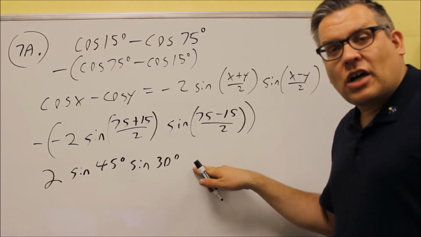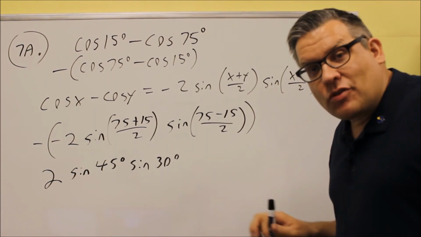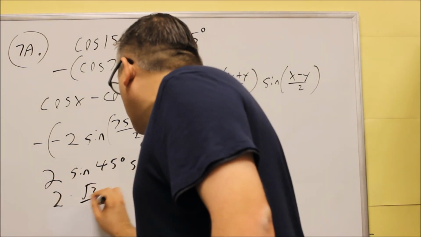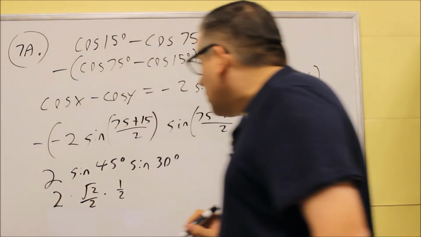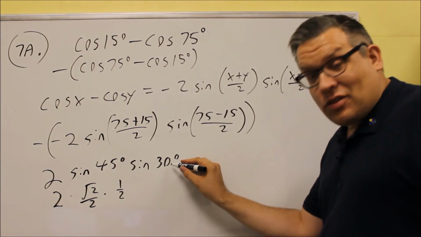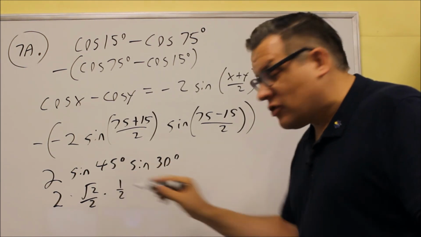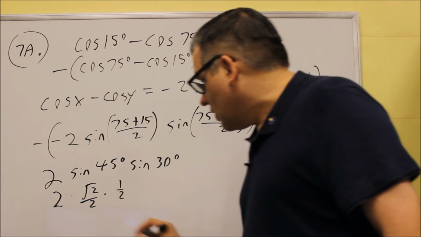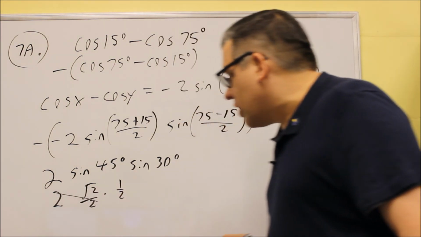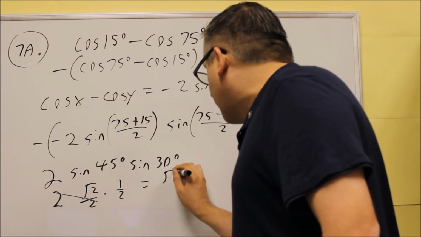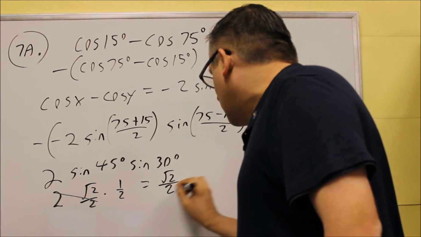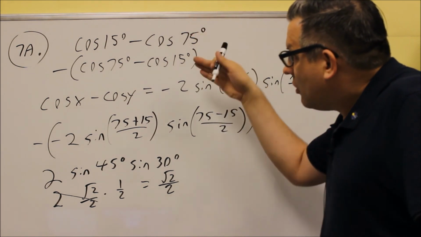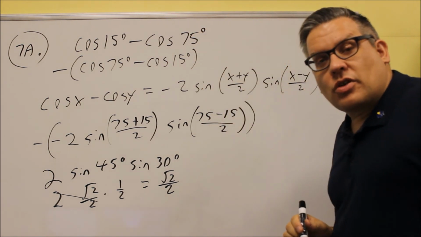And so now you've taken it down to something that we can put exact values in from the unit circle. So we're going to do 2 times square root of 2 over 2 times the value for sine 30 is 1/2. So sine 45 square root of 2 over 2, sine 30 is 1/2. Now these 2's are going to cancel, and what you're left with is square root of 2 over 2. So this would be the exact value for cosine 15 minus cosine 75.